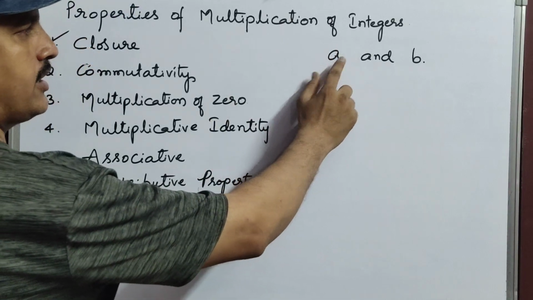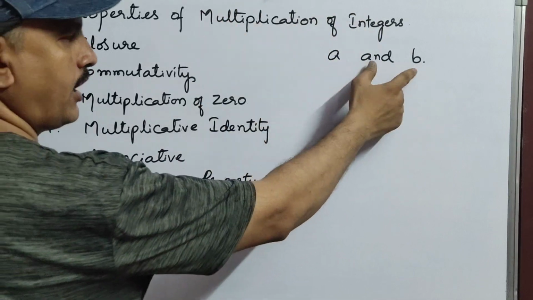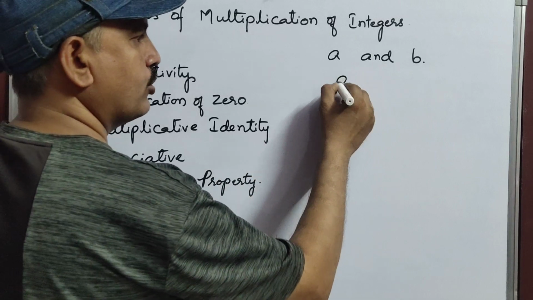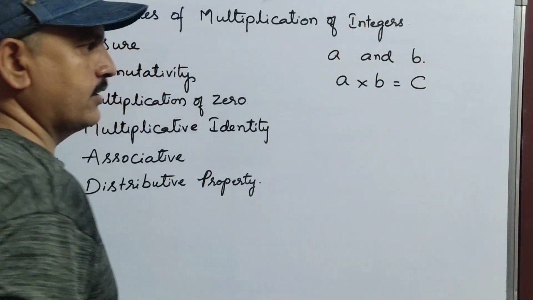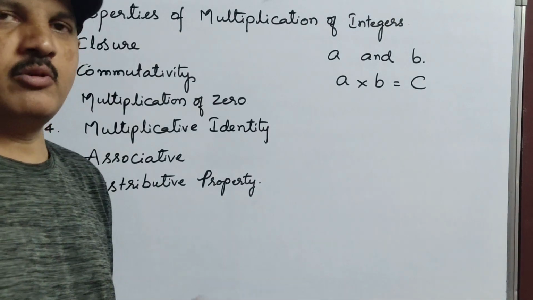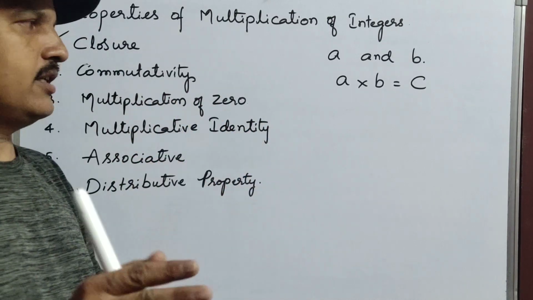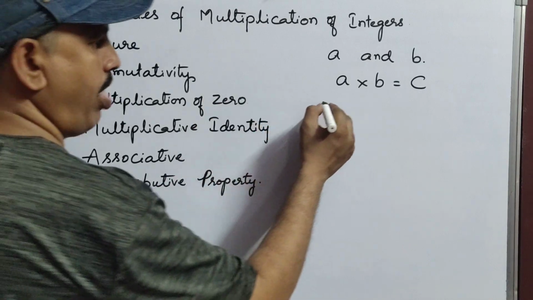Here I consider A and B as two integers. Then A into B equals C. You may get a doubt: sir, what is A, what is B, I don't understand anything at all. Nothing. See here. Now I will give you one example, and you will understand very clearly.